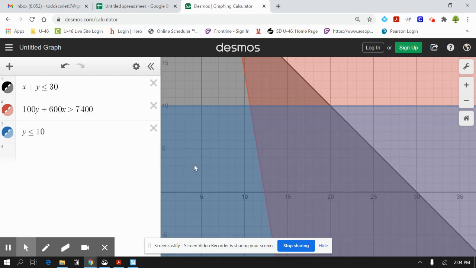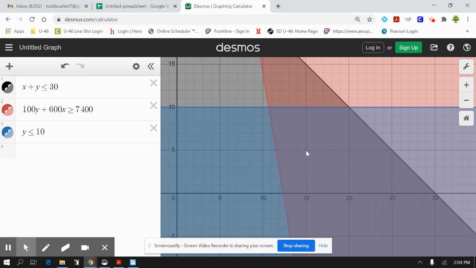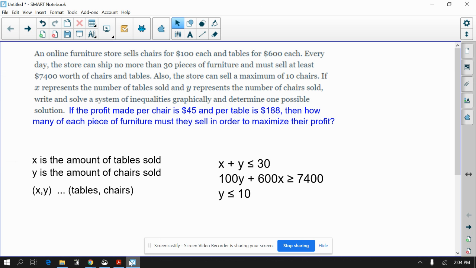Well, when we studied this before, you just had to pick one ordered pair in the region that was shaded by all the constraints. So anything in here, like (15, 5), is a great ordered pair. 15, 5 would work because I forget already what x was. x was tables. So if we sell 15 tables and 5 chairs, we will do it. It's under 30 items. We're going to make at least 7,400, or that's how much we're selling. And then the amount of chairs is under 10.